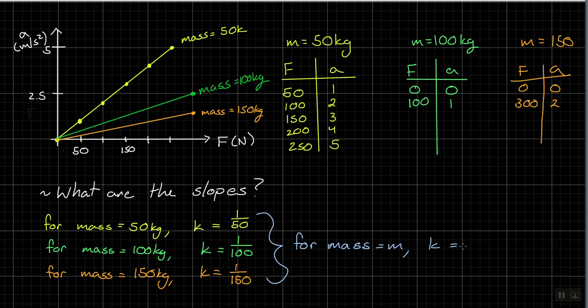I'm just checking the change in acceleration over the change in the force. And this is for everybody: for 50 kilograms, what was the slope? 1 over 50. Okay. For 100 kilograms, what was the slope? 1 over 100. And for 150 kilograms, the slope was 1 over 150. For a mass of m, what do you think the slope is going to be? 1 over m, right? It's just 1 over the mass.